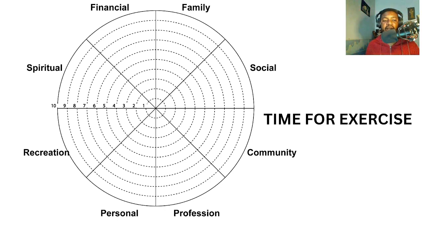On a scale of 1 to 10, you rate yourself financially, spiritually, based on recreation, personal goals, profession, community, social, and family. After you've done that, you join all the points. The goal is to see if you have a circle or a zigzag. If you're getting a zigzag, the question will be, can this zigzag lead you to where you're going? But if you're well-rounded, it is easy for you to ride on the wheel. That is the purpose of this exercise.